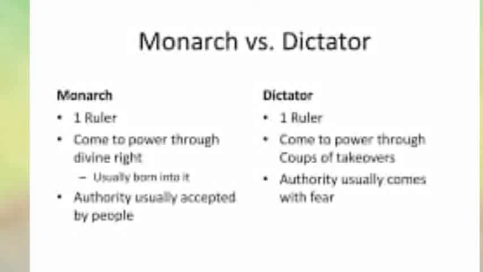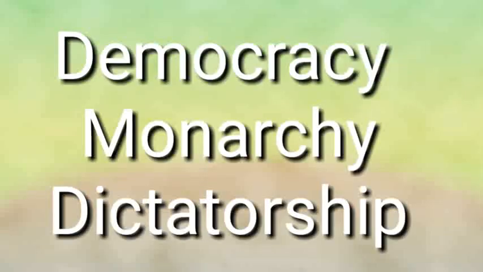If we will talk about the monarchy government, those who are the authority or the leader usually accepted by the people easily. But in dictatorship, authority usually comes with fear. यानी वो डरा धमका कर शासन करते हैं. Now we had completed in this video democracy, monarchy and dictatorship government.